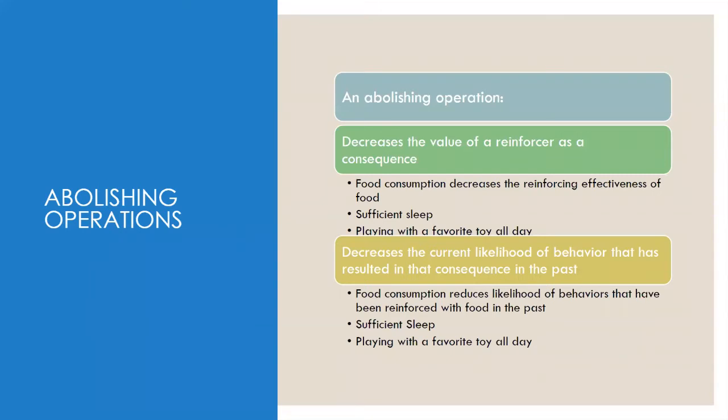Abolishing operations are a type of motivating operation that decreases the value of a reinforcer as a consequence. These could be the opposite of the establishing operations, such as food consumption decreasing the reinforcing effectiveness of food, and such as sufficient sleep and playing with your favorite toy all day. These will decrease the value of the reinforcer.